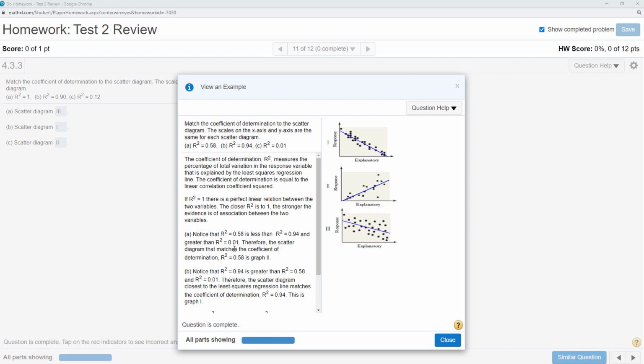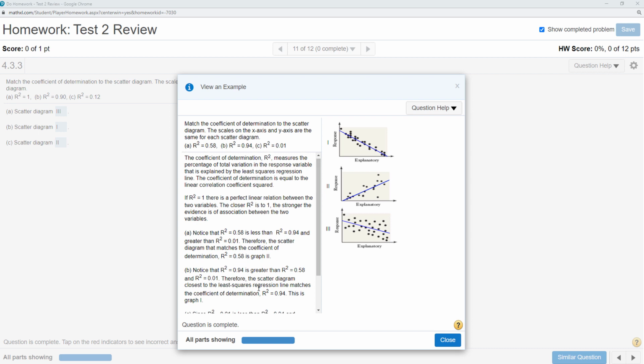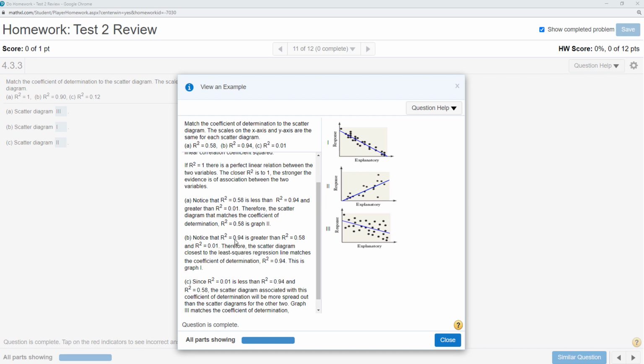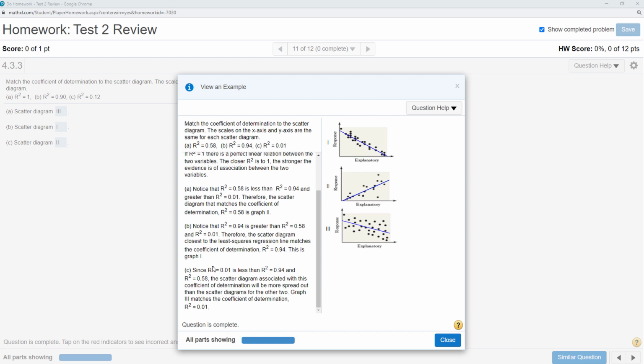So the one that matches 0.58 is going to be graph 2. For B, it's 0.94. It's the strongest, so that's going to be graph 1. And C, r squared is 0.01, and that's the weakest. So that's going to be graph 3. Matches that one there for C.